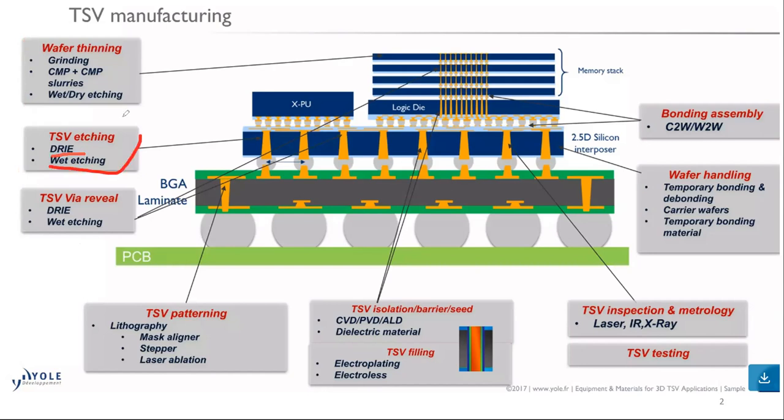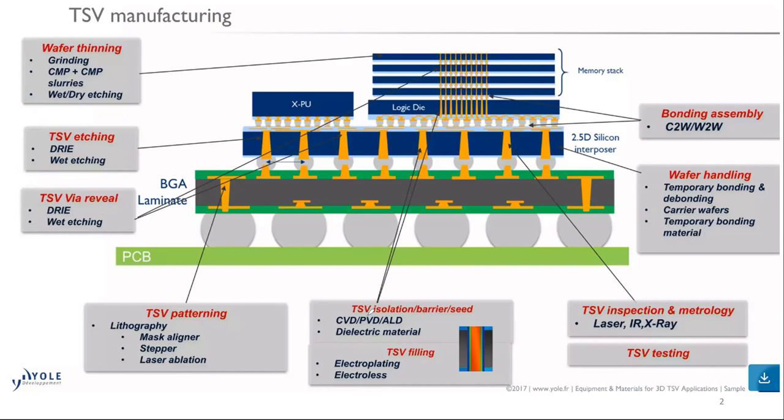And then these are the relevant tools. For TSV etch, you can use wet or dry etch to etch a hole in silicon. That's what you're trying to do. And then you open it up with via reveal. You open it up with another process, of course.